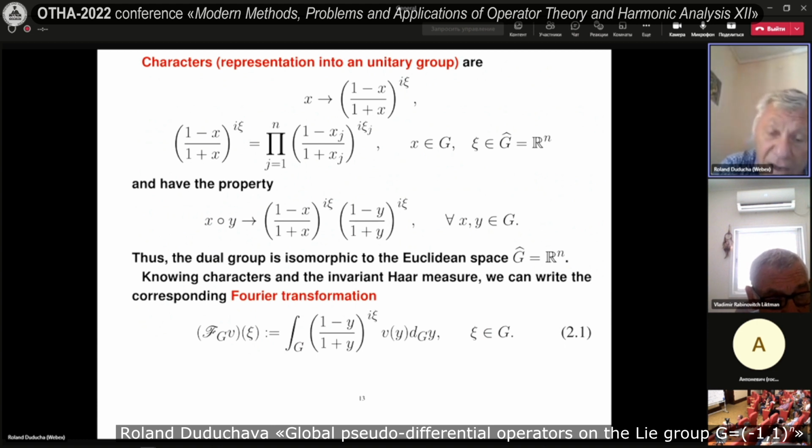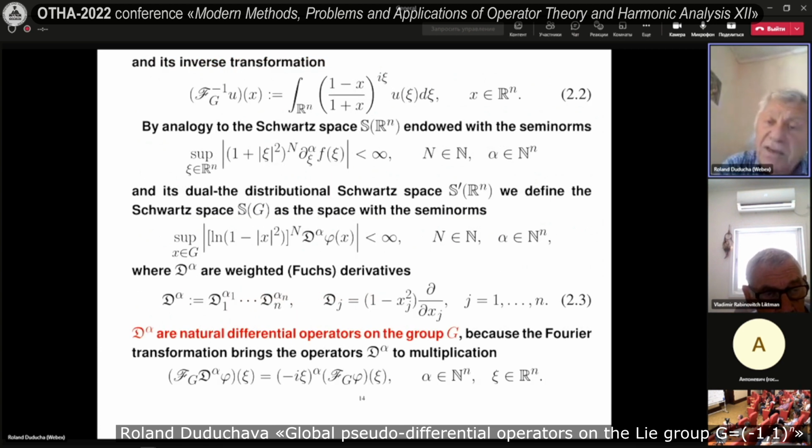The Fourier transformation is here defined by formula 2-1. It is an unusual form of Fourier transform, but this is the Fourier transform on the group, and it has an inverse. The inverse Fourier transform is defined here. So we have the Fourier transform, we have the Haar measure, and now we have to define some spaces.